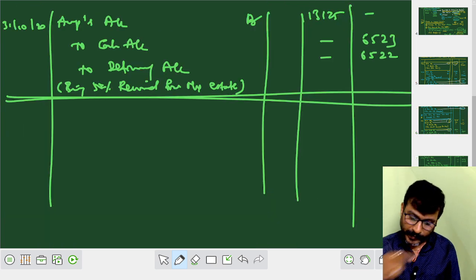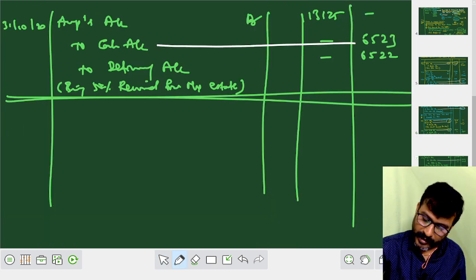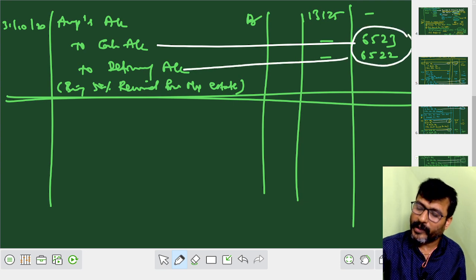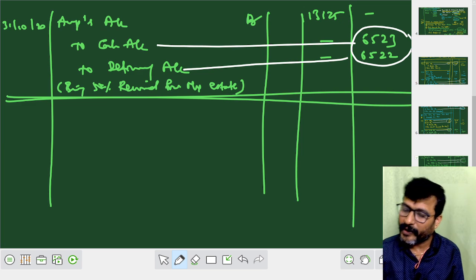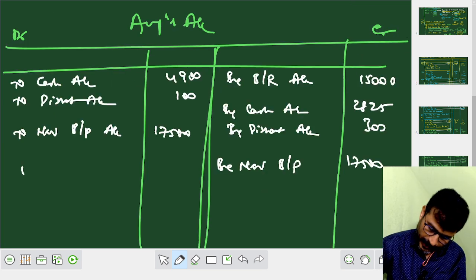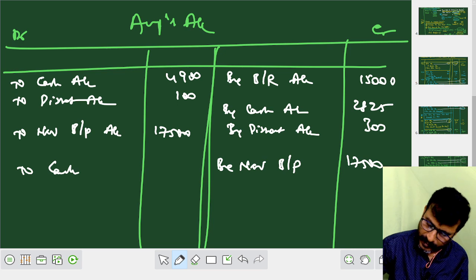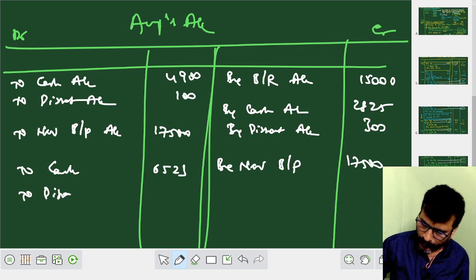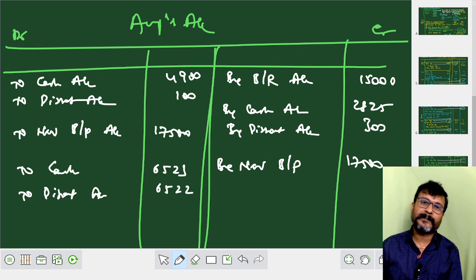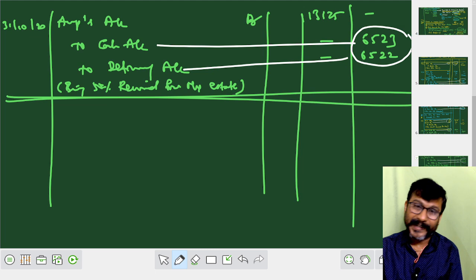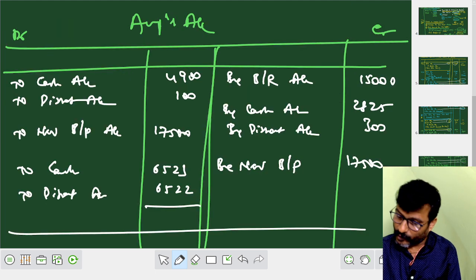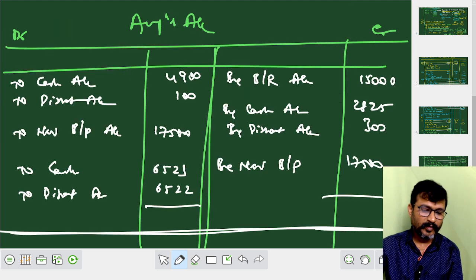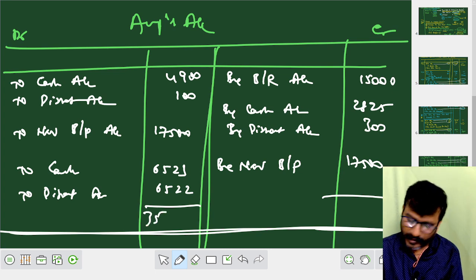बाद में क्या हुआ. Anup's account debit to cash account to deficiency. Both are in the credit of journal. 6523 comes to the debit side, to cash, 6523, to discount account 6522, 1 rupee less. This completes all your entries in the books of Anup, right? Now you close Anup's account. Find out the total. Total comes to 35,625.